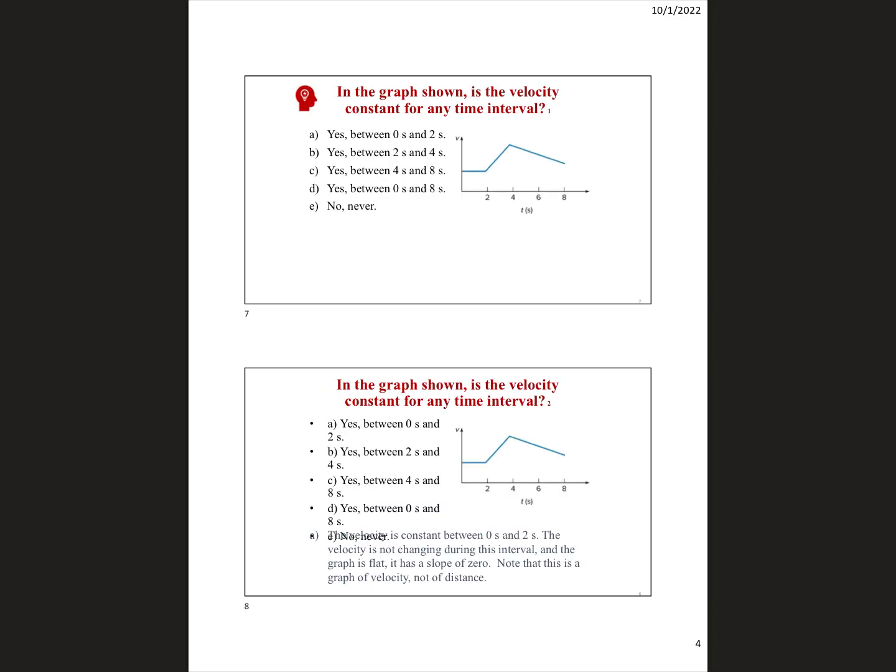This question says, in the graph shown, is the velocity constant for any time interval? Well, I see that the velocity, let's say that it is 100 meters per second, so 100, and 100. So between 0 and 2, I see a velocity that is constant. So the correct answer should be A. Let's go to the next question.